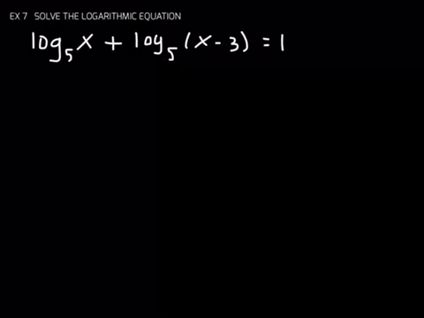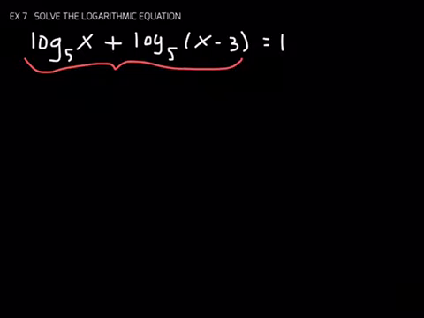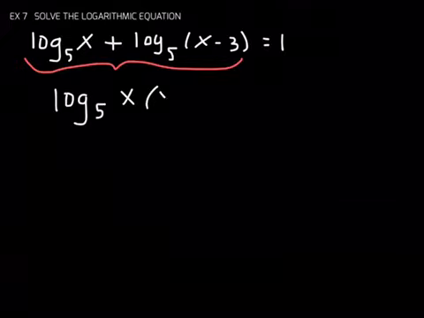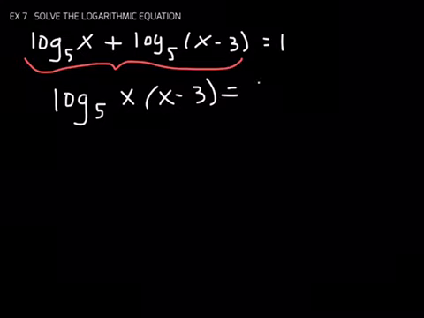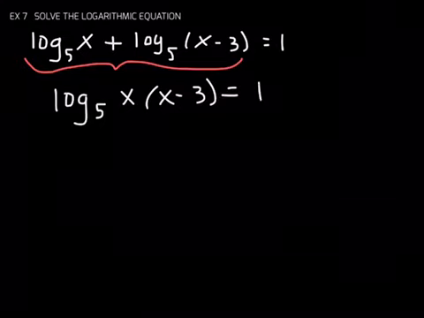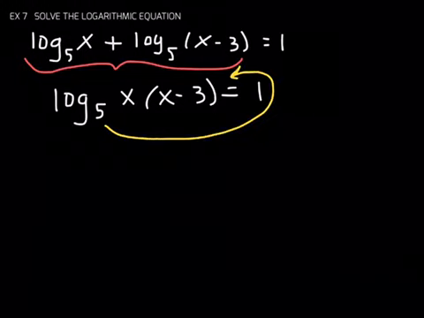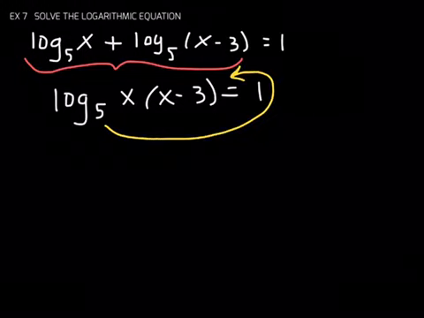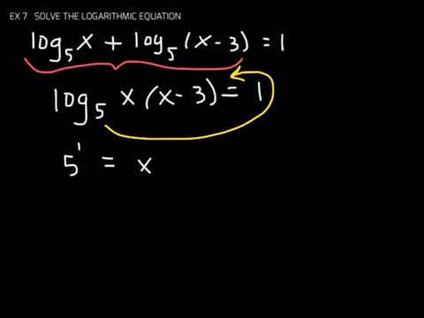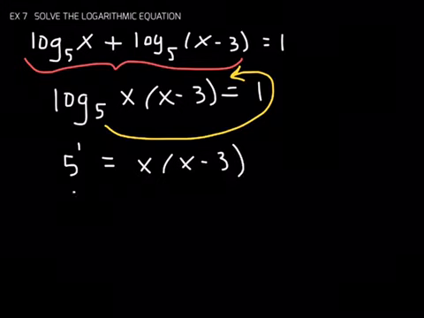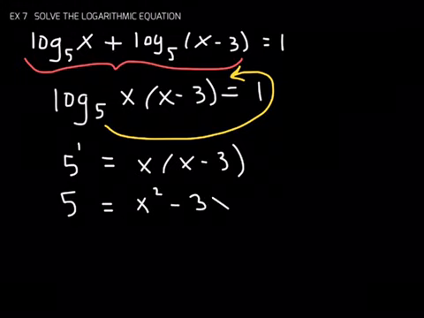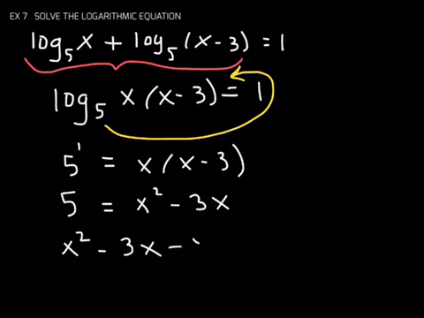Okay, let's go for strategy number 2. Let's combine these two logs using the product rule for logarithms to rewrite it as a single log. So log base 5 of x times x minus 3, this is the product rule, is equal to 1. So here you can rewrite it as 5 raised to the power of 1 gives me my argument, right? So then you'll have 5 raised to the first power gives me x times x minus 3. 5 raised to the first power is 5. And then when you distribute this x, you get x squared minus 3x. Because this is a quadratic equation, I'm going to set it equal to 0 by subtracting 5 from both sides. There.